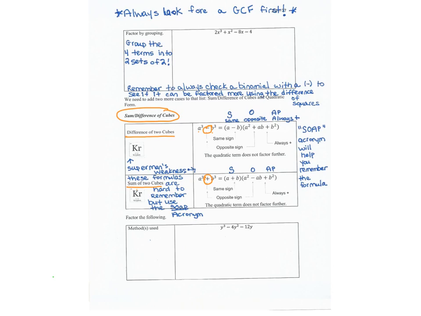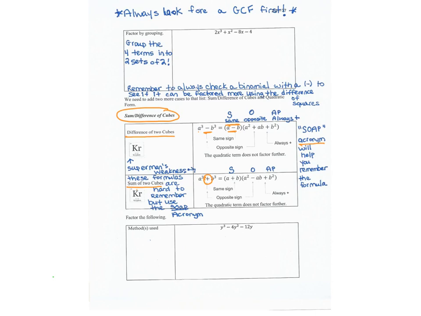This little acronym across the top, SOAP, it spells soap. So that acronym will help you remember the formula. S stands for same sign. So in the difference of two cubes, if we have a minus sign in between my first and second cubed term, I will have a minus sign in my first binomial.